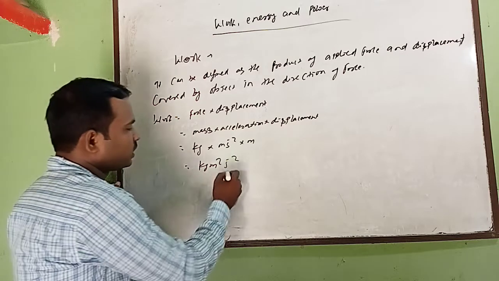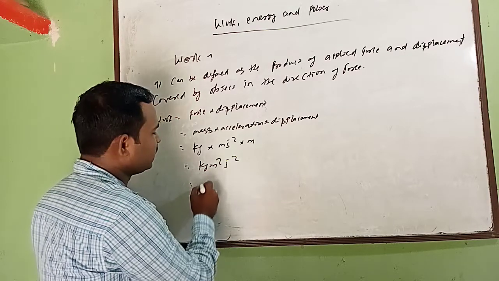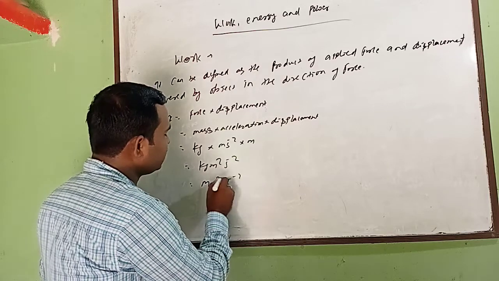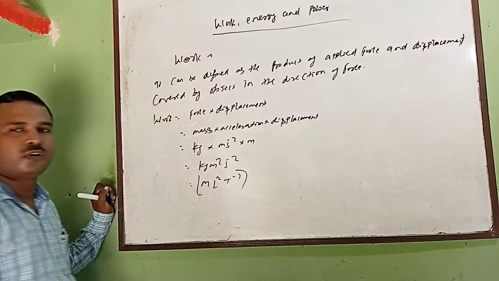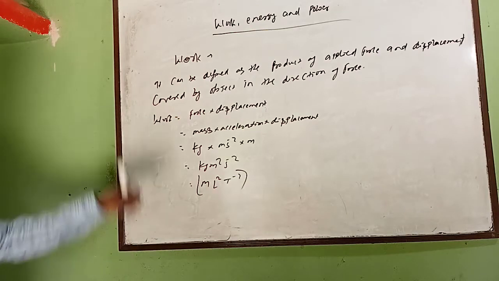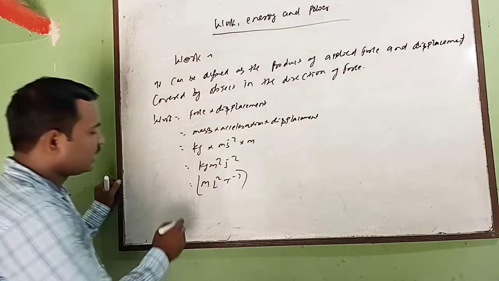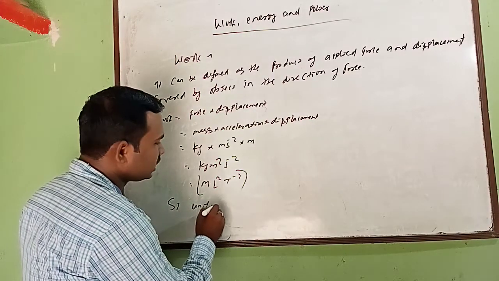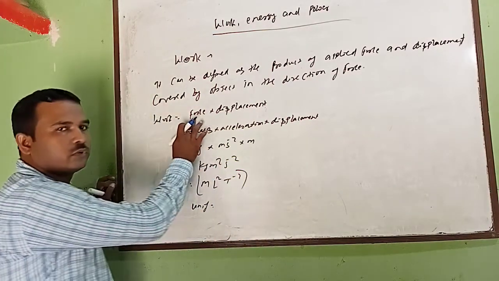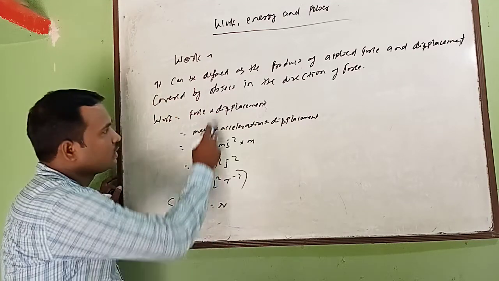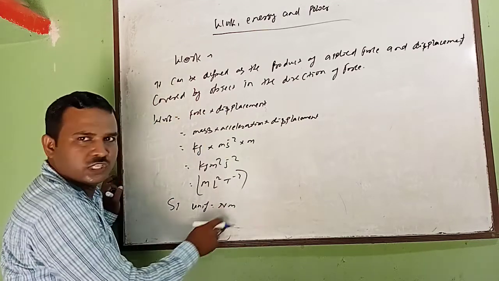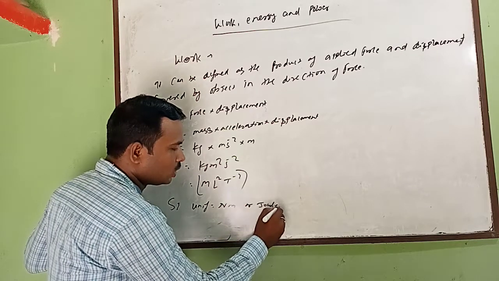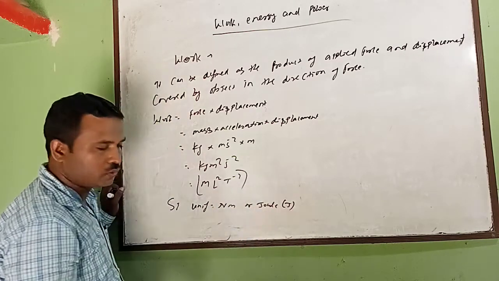Or you can also write, what will you write? You will write M¹ L² T⁻², and this will be the dimensional formula of work. And you know the SI unit, what is the SI unit? You know that force we measure in Newton, displacement in meters. Newton meter can be written, or you can write joule also. Can we write joule also?